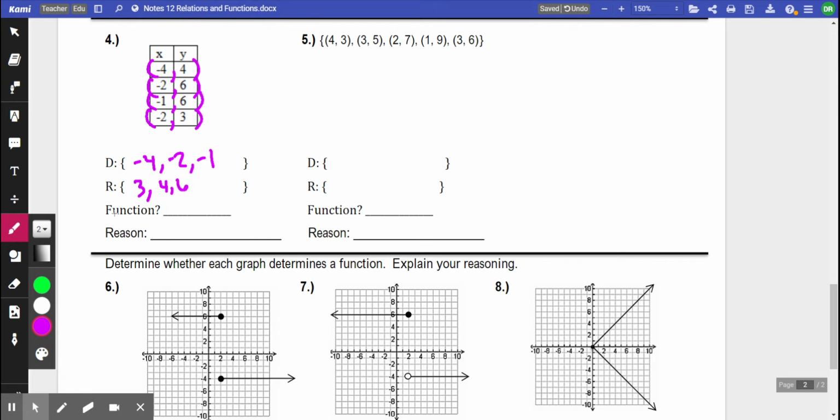Is this a function? So go back to the x values. -4, -2, -1, -2. Oh, we have repeats. So that means that no, this is not a function because when x equals -2, we have a repeating value.